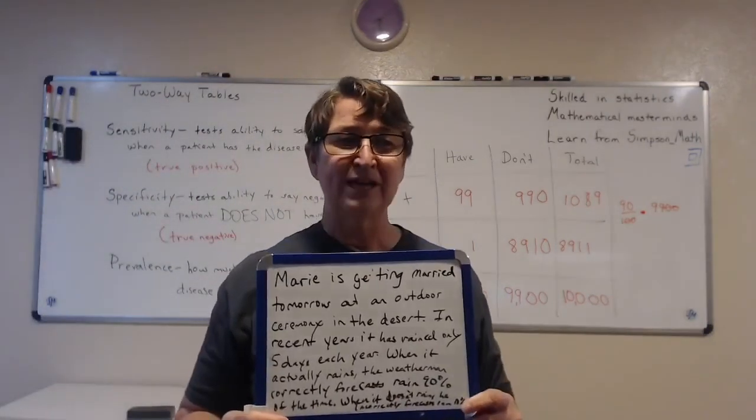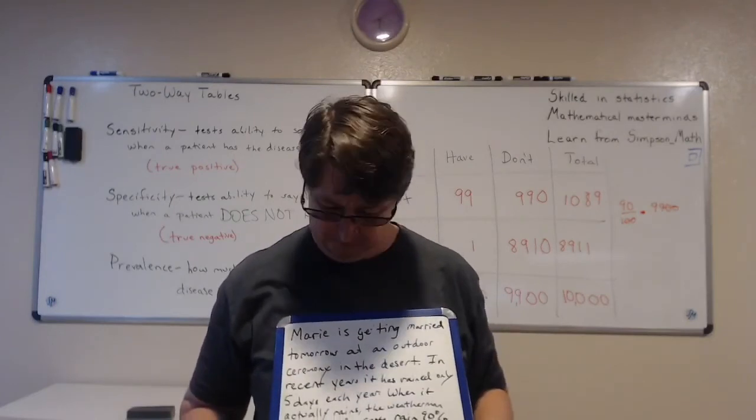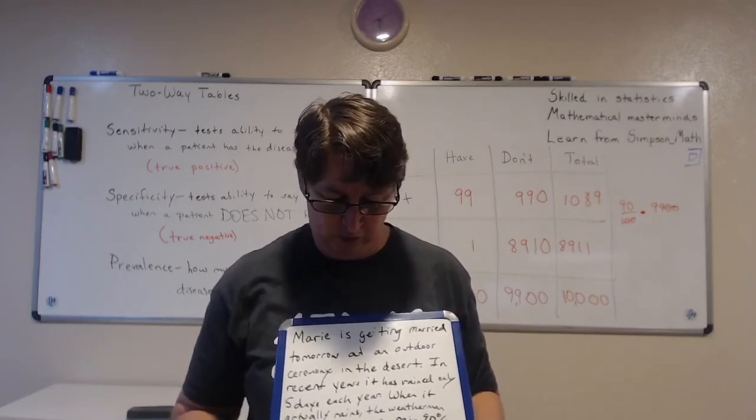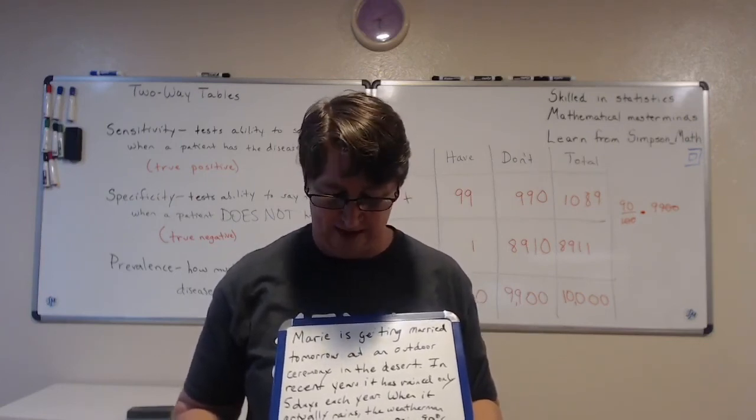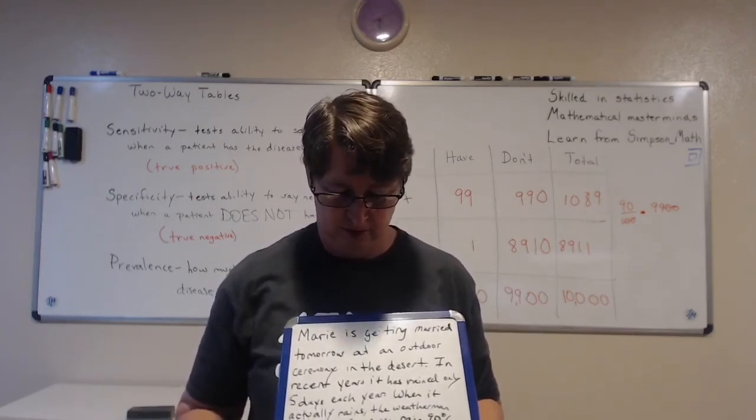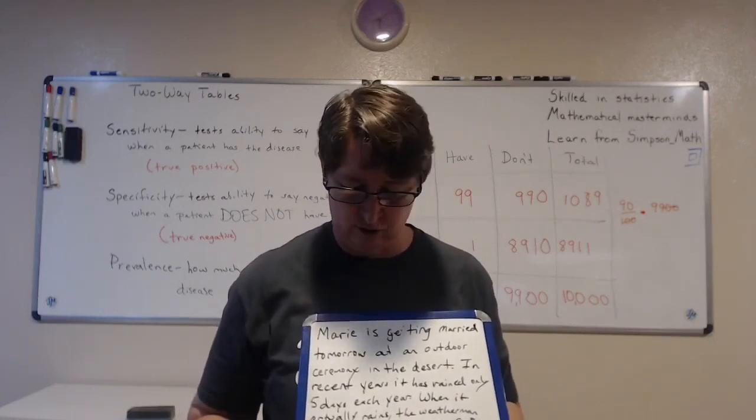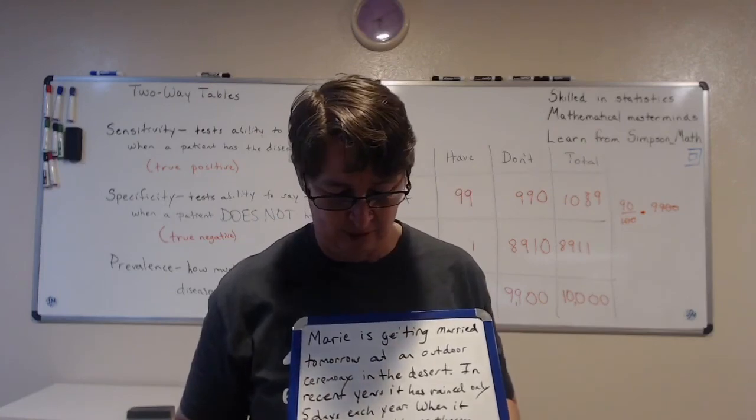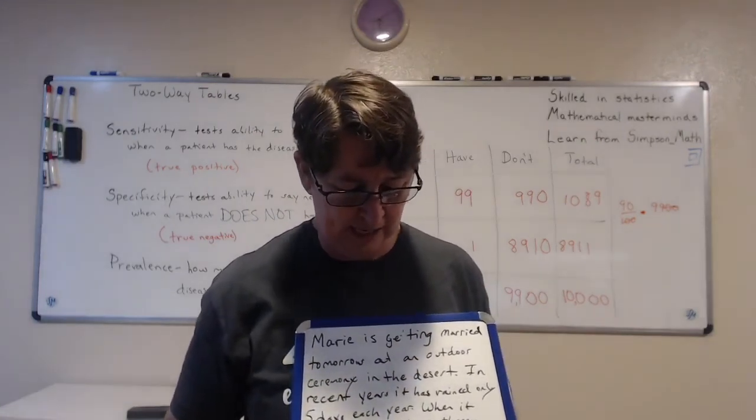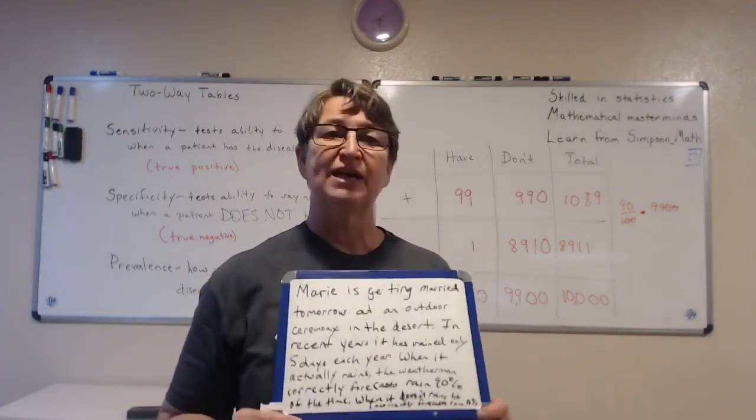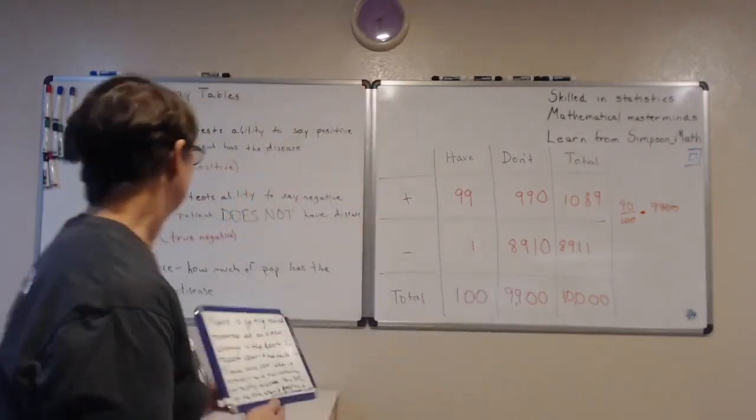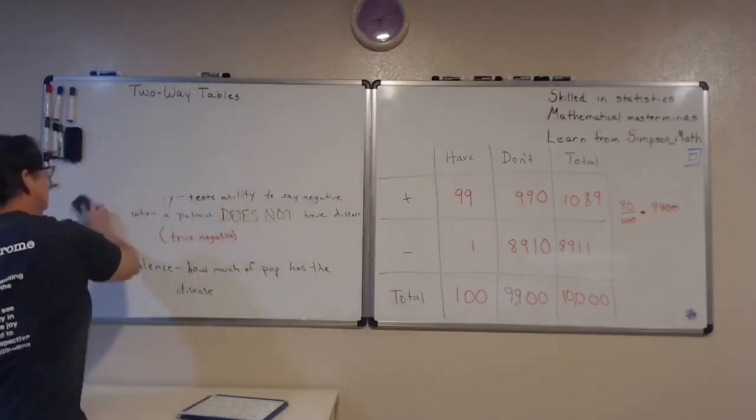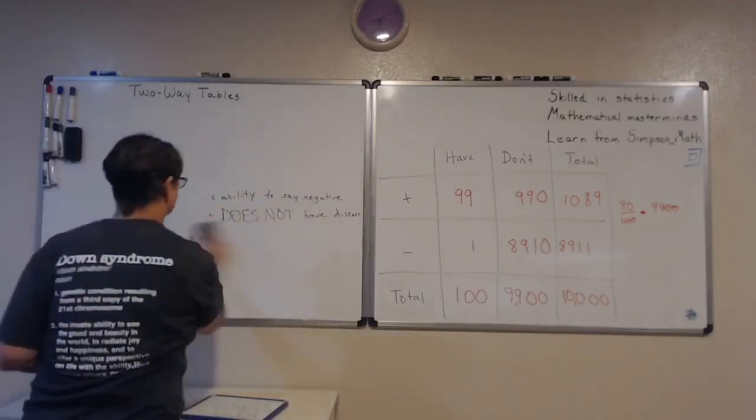It says, Marie is getting married tomorrow at an outdoor ceremony in the desert. In recent years, it's rained only 5 days each year. When it actually rains, the weatherman correctly forecasts rain 90% of the time. And when it doesn't rain, he incorrectly forecasts rain 10% of the time. So let me put just part of it up here so that you can see the numbers.